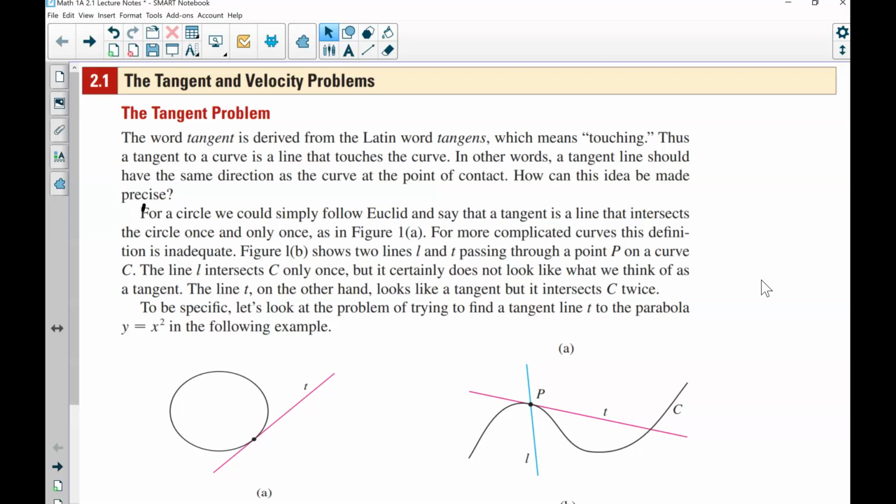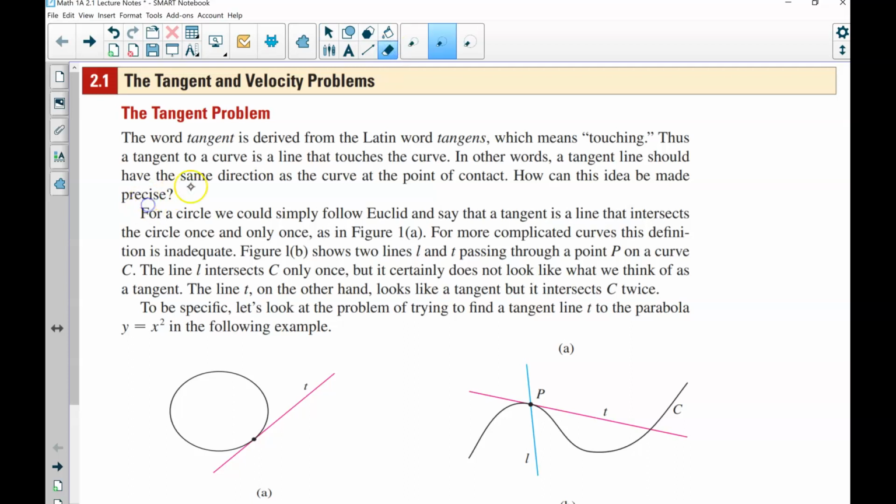Now, the tangent problem. The word tangent is derived from the Latin word tangens, which means touching. Thus, a tangent to a curve is a line that touches the curve. So, in other words, a tangent line should have the same direction as the curve at the point of contact. How can this idea be made precise?